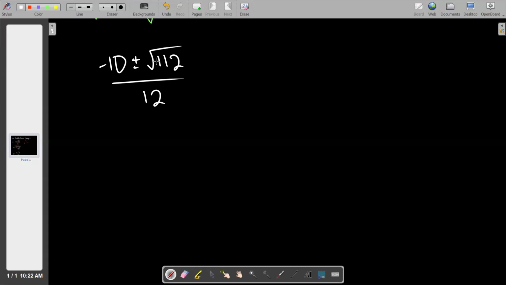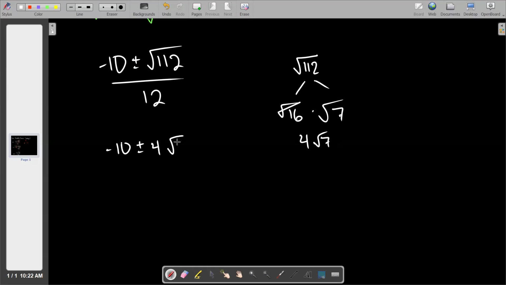So we're going to take that square root of 112 and we're going to tree it down into the square root of 16 and the square root of 7. And what's the square root of 16? So this is 4 root 7. And again, what we're going to do now is swap out the old with the new. So it's negative 10 plus or minus 4 root 7, all divided by 12.